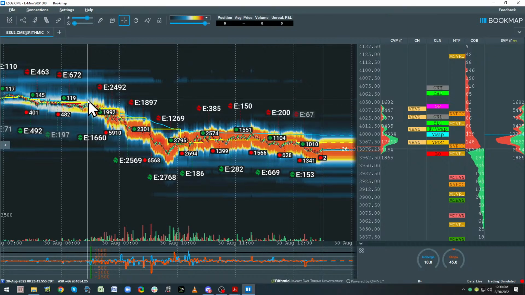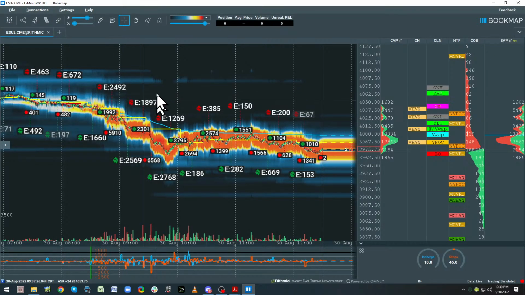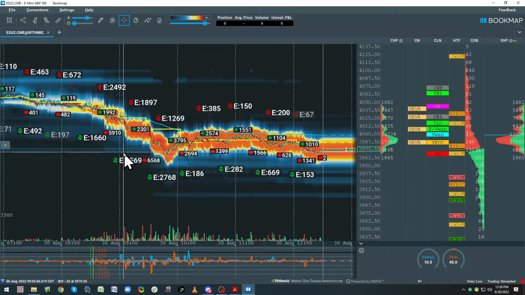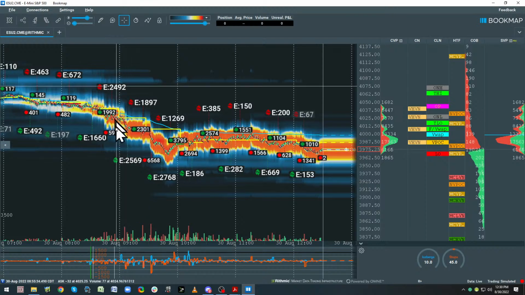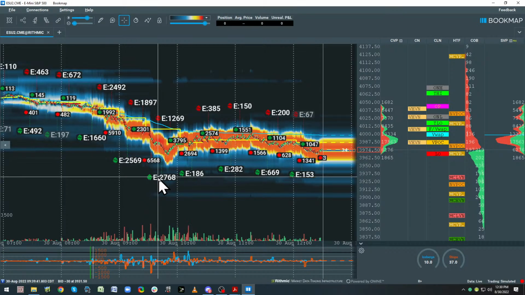By the way, here's something I want to point out to you guys. Icebergs, 2400, 1800, 1200. Does that tell you something? Here, 2500. Is it this guy covering? What does it mean? So if you see icebergs, for me, I don't activate on them. Here's something for you. 2700 icebergs here.